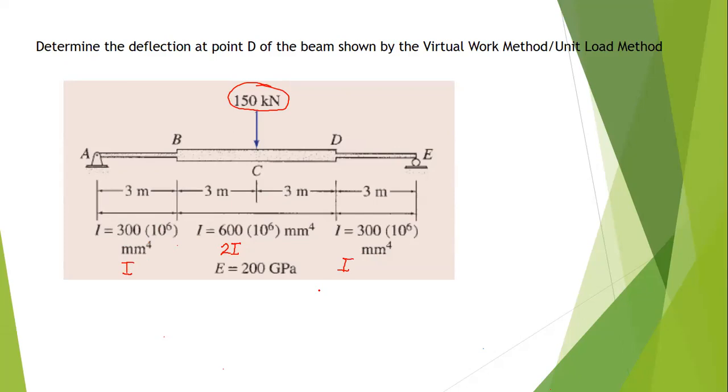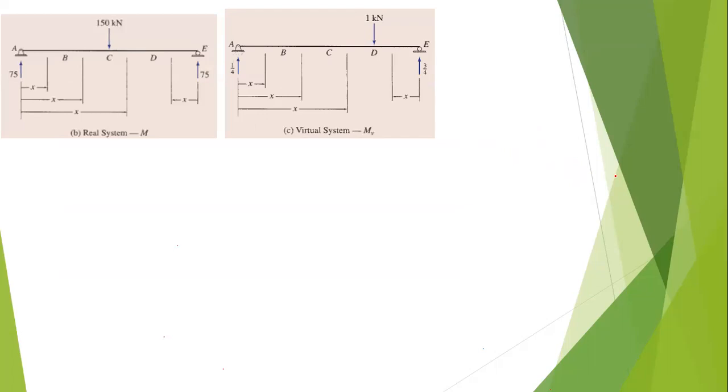So what are we going to do next? Since we are required to determine the vertical deflection at point D, we will set up the virtual moments and the actual, or real, moments. Okay. So how do we do that?